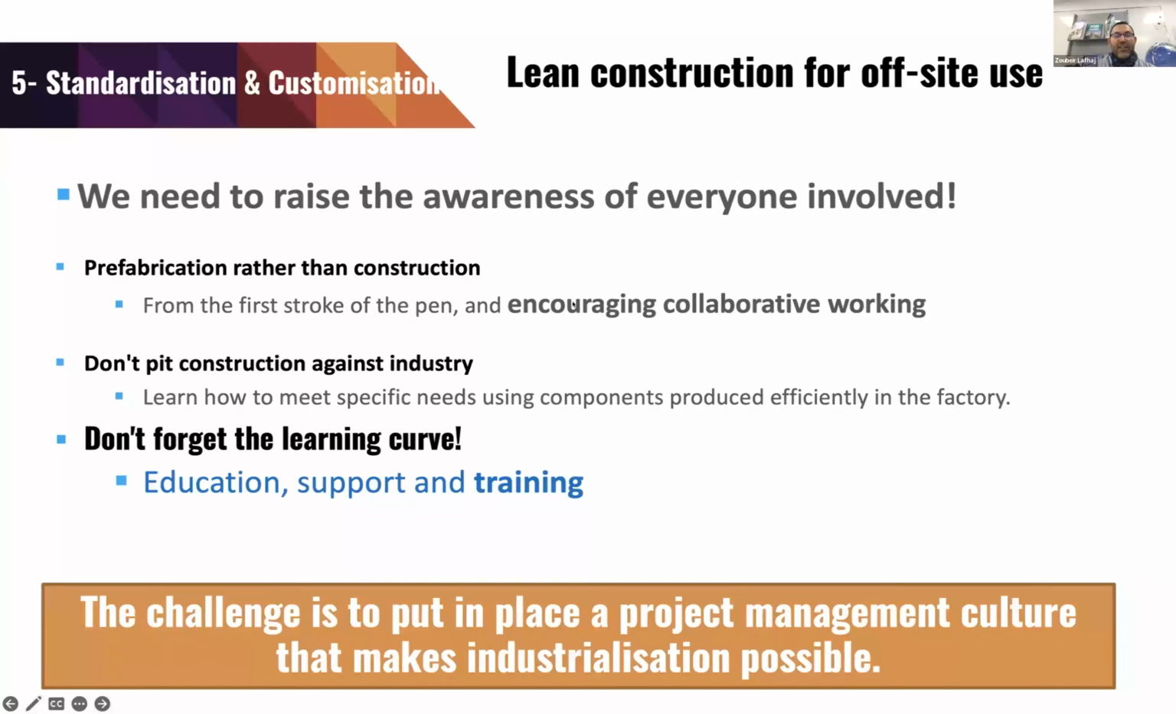Don't pit construction against industry. Learn how to meet specific needs using components. Produce efficiency in the factory. Don't forget the learning curve, education, support, and training. So the challenge is to put in place a project management culture that makes industrialization possible. And this cannot be done without taking into account the most important thing, human and collaboration.